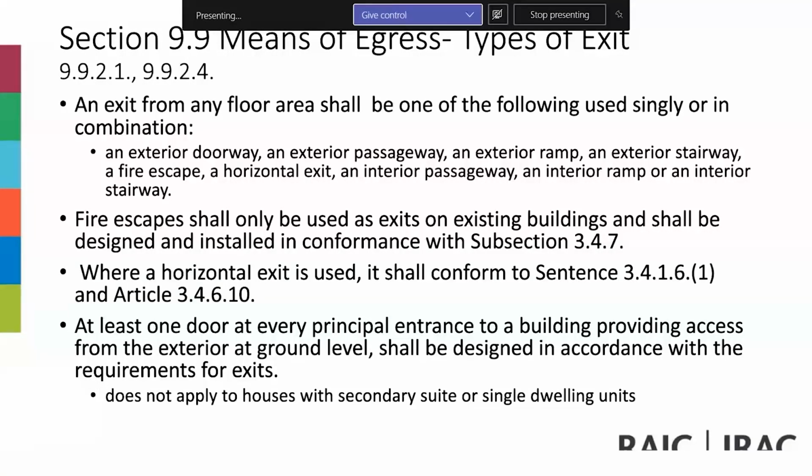And at least one door at every principal entrance to a building providing access from the exterior at ground level shall be designed in accordance with the requirements of exits. That does not apply to houses with secondary suites or single dwelling units. So the door for your principal entrance to your dwelling unit or to the house does not need to be designed as an exit. However, the entrance door for every principal entrance to a building other than houses and single dwelling units, you need to design it as an exit.